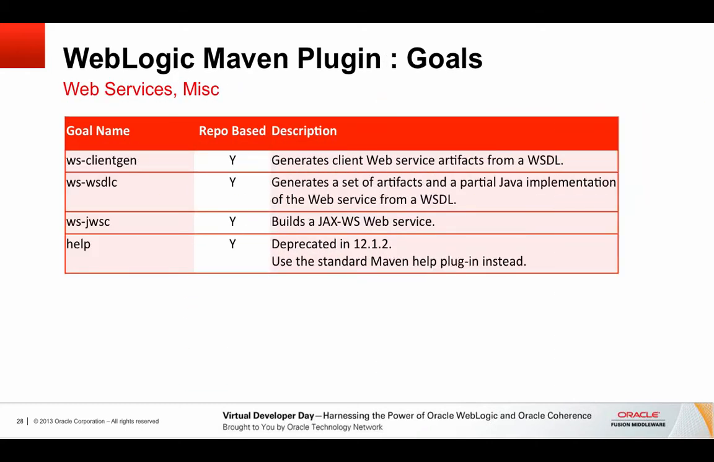And then finally we've added support for web services, so client generation, so generating web service artifacts from a WSDL definition. The WSDLC, so generate partial Java implementation stubs of a web service from WSDL. We've got a packaging goal in there with JWSC. We've also got a long-standing help goal which provides a description of each of the goals available in the plugin. We see this as being deprecated in 12.1.2, meaning it still works, but the preference now is to utilize the standard Maven help describe goal and specifying the name of the plugin or the name of the goal you're interested in to get that information from Maven directly.